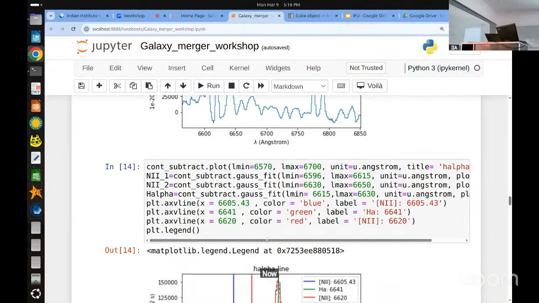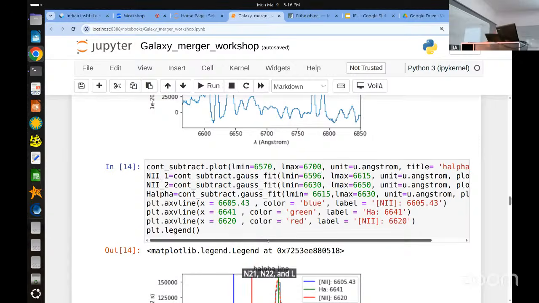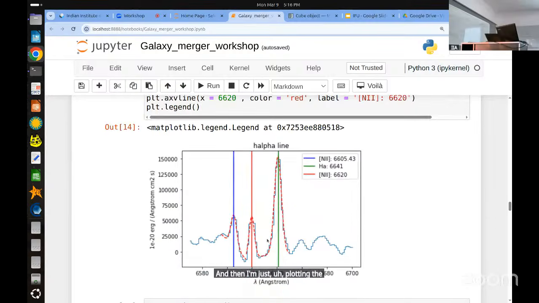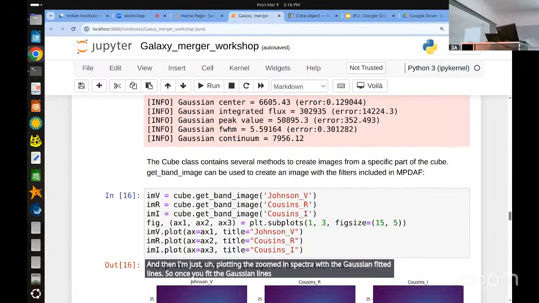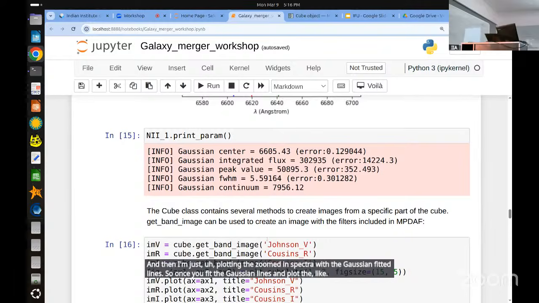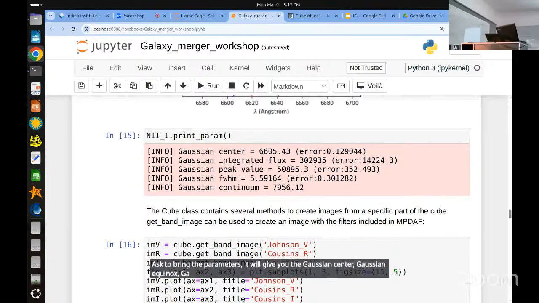Now you can fit Gaussian profiles over those lines. Here I am fitting Gaussian profiles over these three lines, N2 1, N2 2 and H alpha. N2 is a doublet line around H alpha. Then I plot the zoomed-in spectra with the Gaussian fitted lines. Once you fit the Gaussian lines, ask it to print the parameters, and it will give you the Gaussian center, Gaussian integrated flux, Gaussian peak value, FWHM and continuum. So you get all the information from the Gaussian fitting for the particular line, and you can extract each line's information for a certain region.